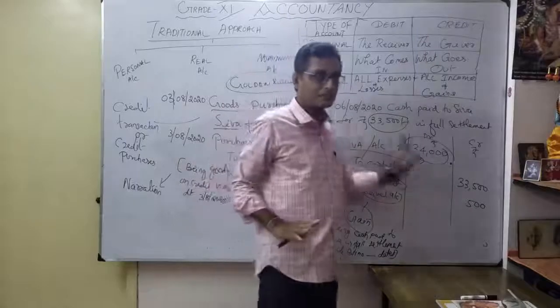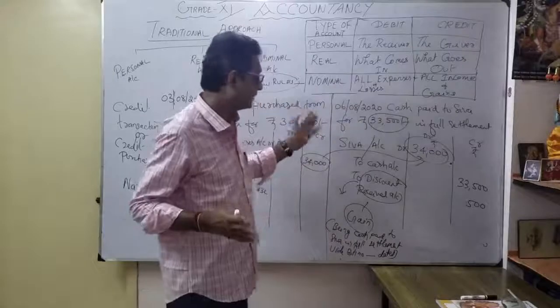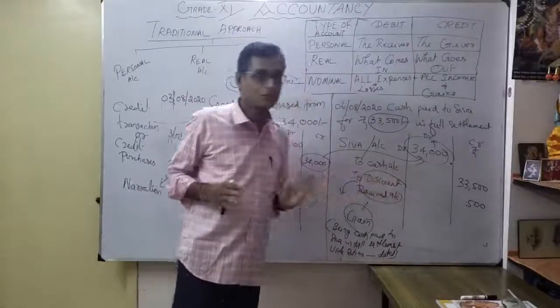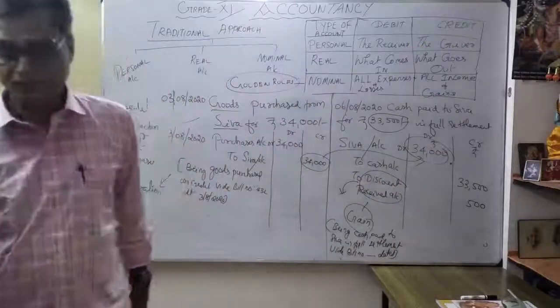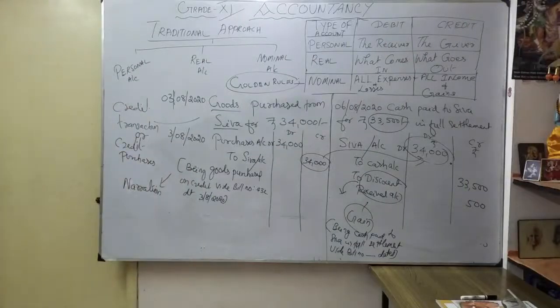Here clearly we are compensating for whatever our purchases were. We paid, and very clearly we enjoyed discount received. I understood this transaction. It's very important for comparison of discount received and discount allowed. Okay.